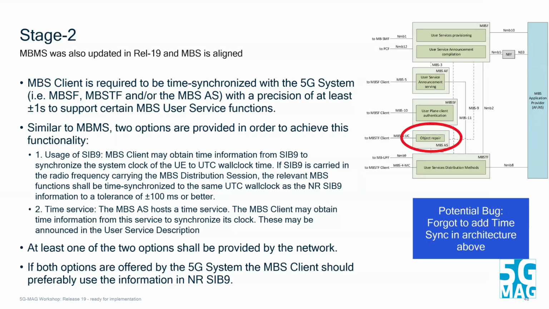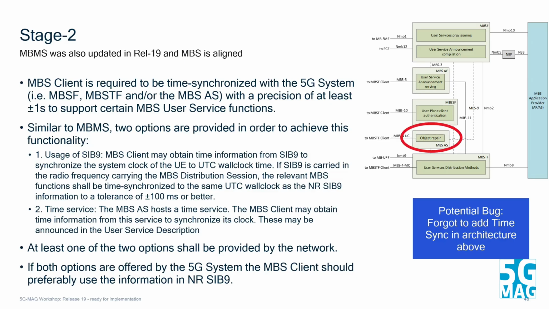There is generally a requirement that the MBS can time synchronize with the 5G system with a precision of at least 1 millisecond, to support certain MBS user service functions. And similar to MBMS, which was upgraded in release 19 to address some of these, we allow two ways to do this. One is usage of SIB9. In that case, the MBMS client may obtain the information from SIB9 to synchronize the system clock of the UE to the UTC wall clock.